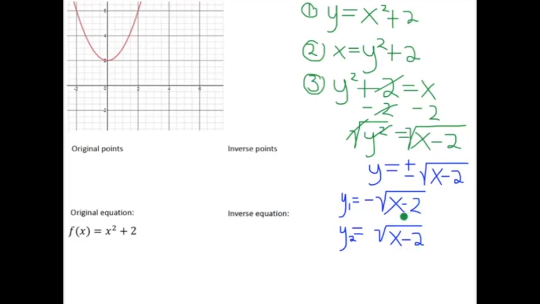So this means that we would go right 2 for our parent function square root of x. And then this negative up here means that we reflect over the x-axis. So I'm going to go ahead and write those down so that you can kind of see that as we're going along. That should be true. But again, I'm going to use instead to graph it the original table and the inverse table.